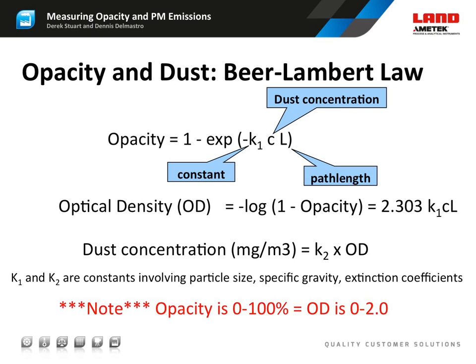And finally, by rearranging terms, one can solve for the value of C, the dust concentration. Thus, dust concentration in milligrams per cubic meter is equal to optical density times a calculated constant K2. Now in these cases, K1 and K2 are constants which involve the particulate size, specific gravity, and specific extinction coefficients. Note, the opacity scale of 0 to 100% is equal to the optical density scale of 0 to 2.